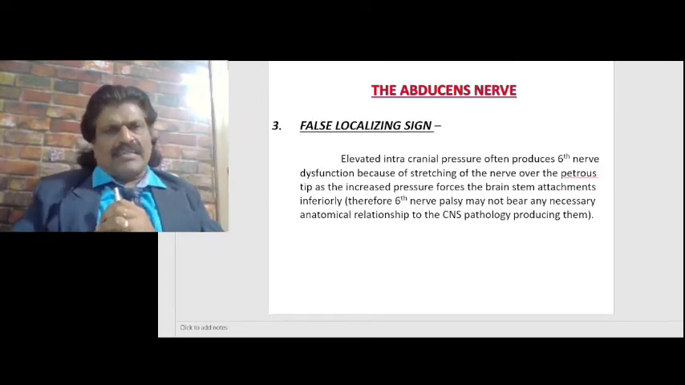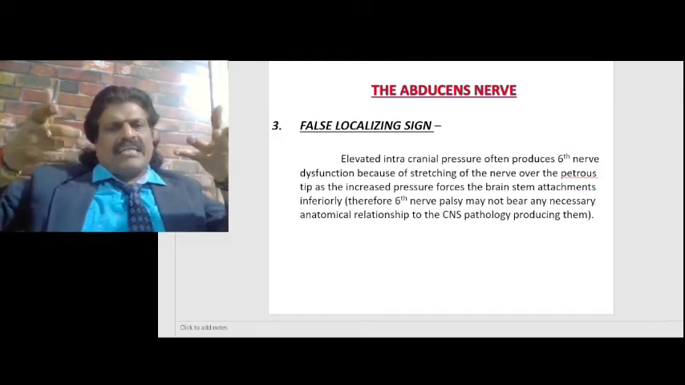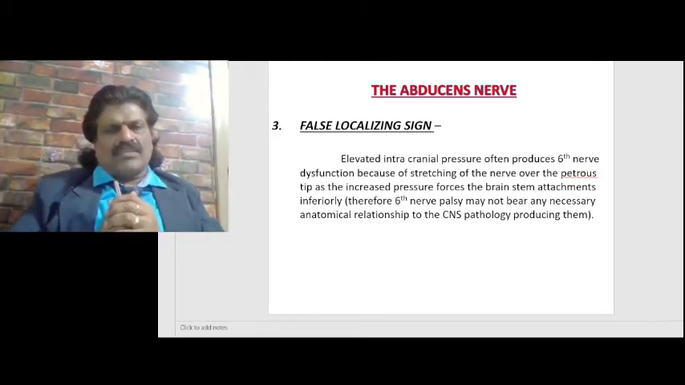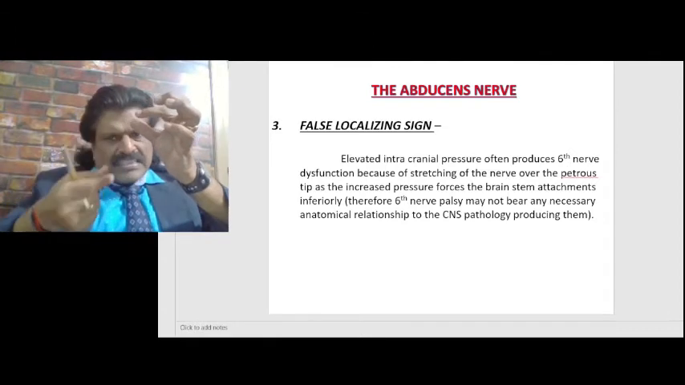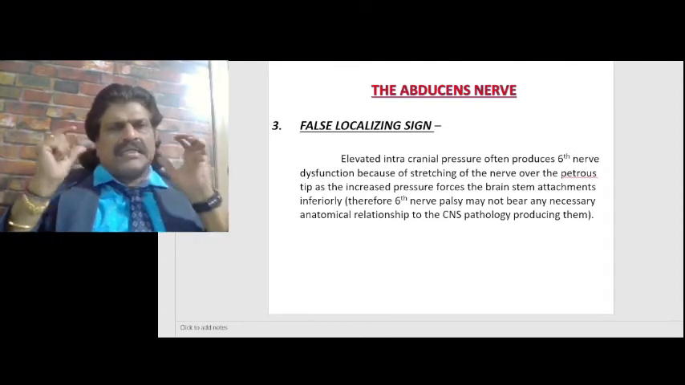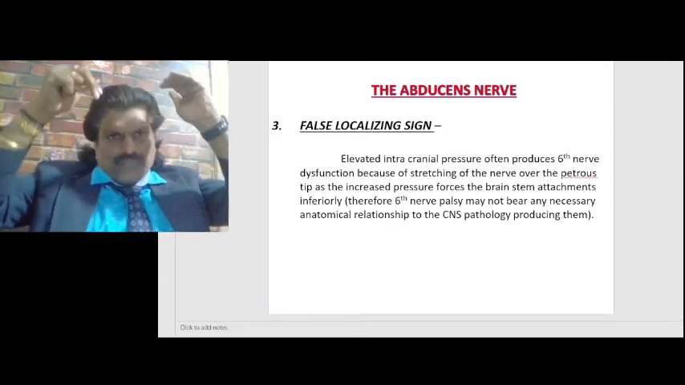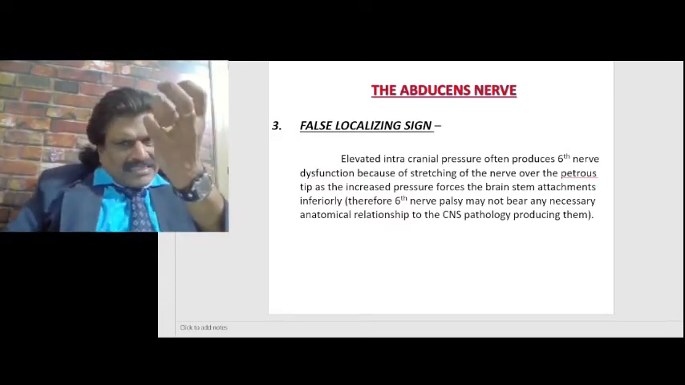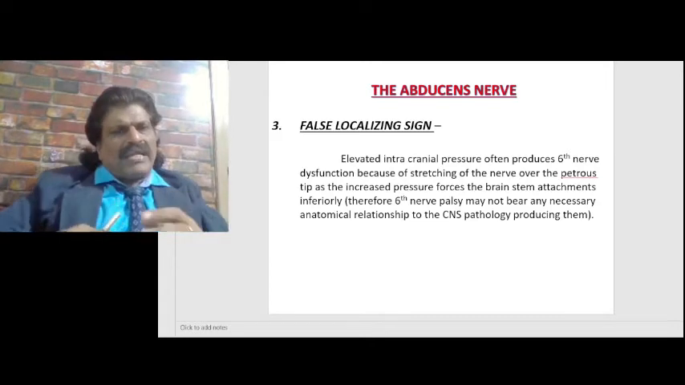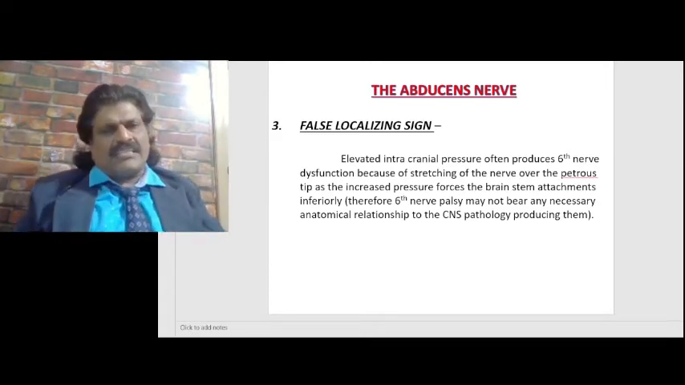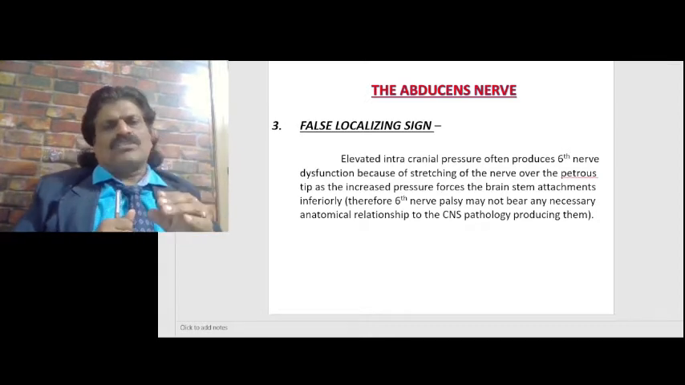False localizing sign. Elevated intracranial pressure often produces 6th nerve dysfunction because of stretching of the nerve over the petrous tip, as the increased pressure forces the brainstem attachments inferiorly. Therefore, the 6th nerve palsy may not bear any necessary anatomical relationship to the CNS pathology producing it. So, this is known as a false localizing sign.